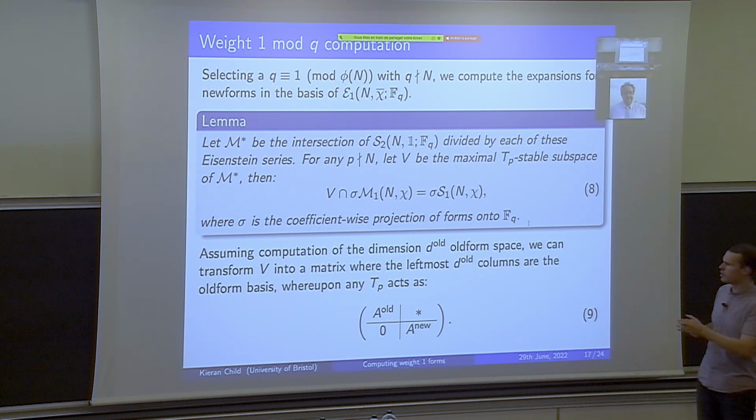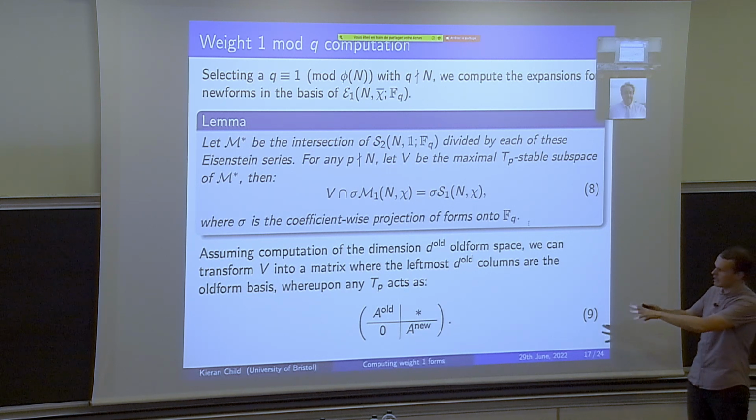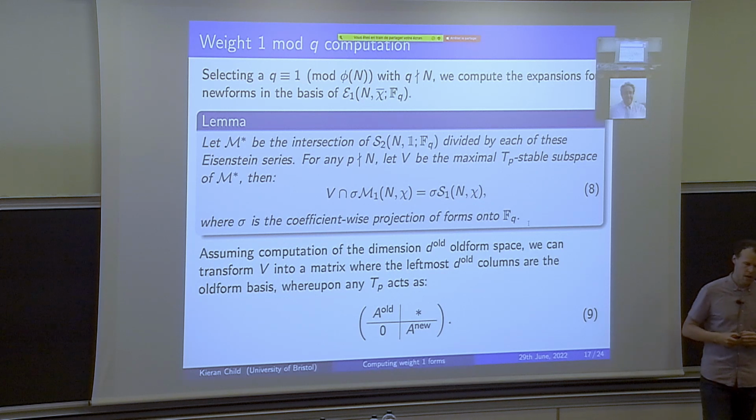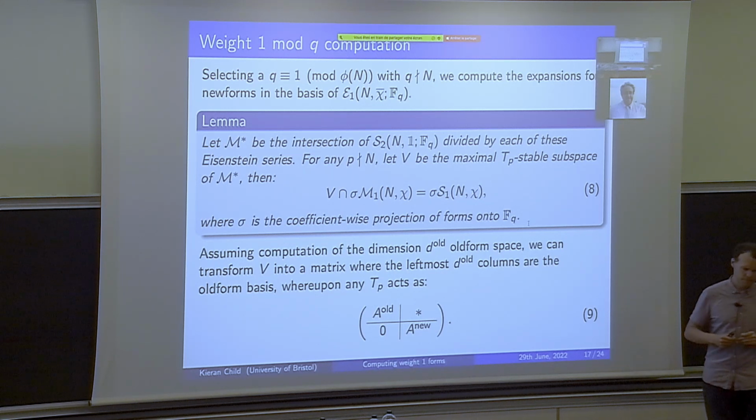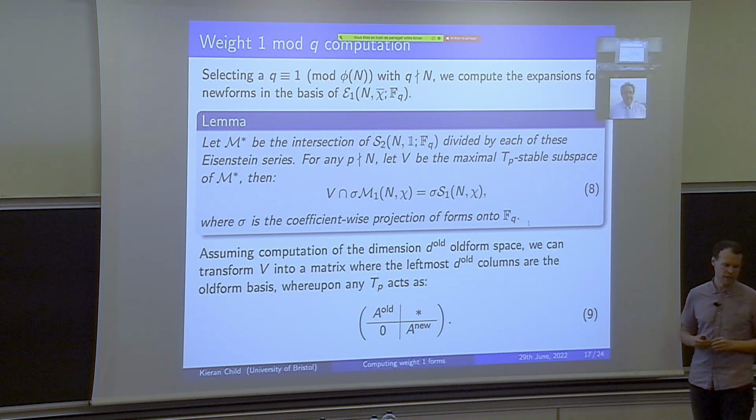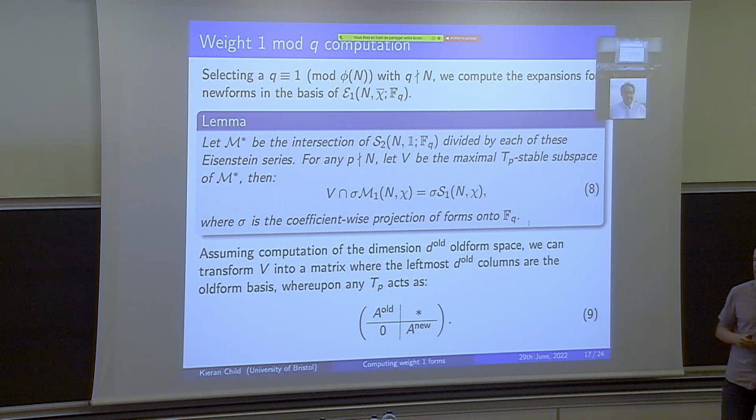So how would we do this? Well, we need all of the eigenvalues to be distinct in A_new, and we also need them to be distinct from the eigenvalues in A_old. But there's a good hope, because we've computed up to the Sturm bound, there's a good hope that we can find some linear combination of Hecke operators that can do this. Indeed, in practice, there was never a problem.